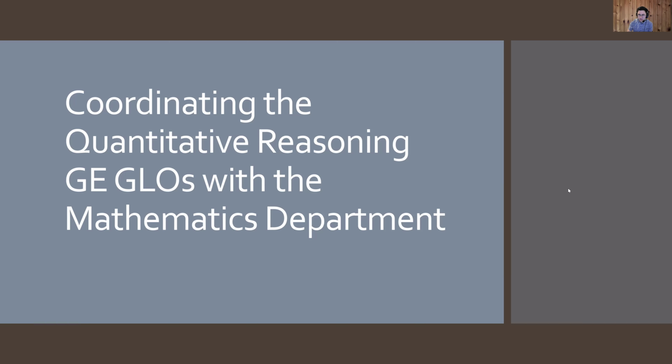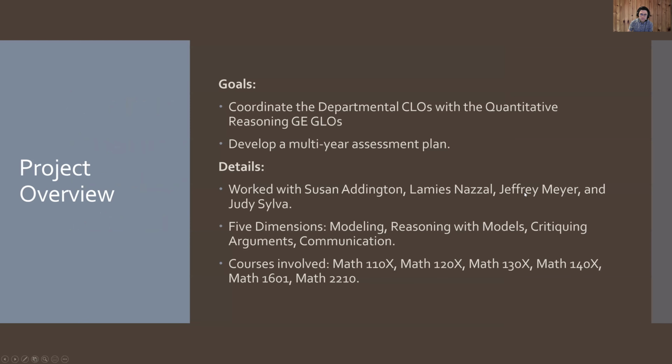So let me start with an overview. The goals were to coordinate the departmental course learning outcomes for our general education mathematics courses with the quantitative reasoning general learning outcomes. Once we had that coordination, we then wanted to develop a multi-year assessment plan for these general education courses.